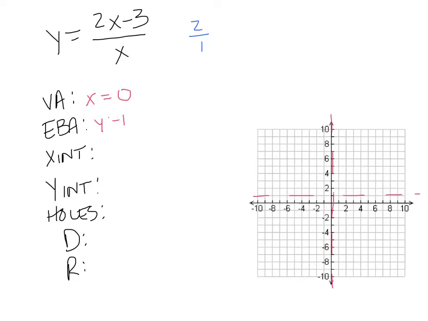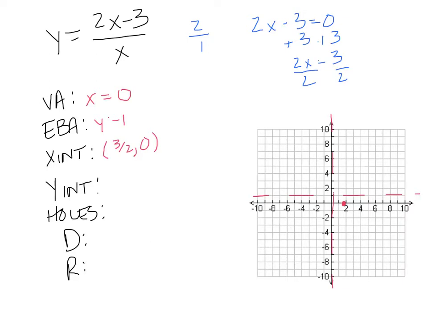The x-intercept is going to be what makes the numerator equal to 0. So what's going to make 2x minus 3 equal to 0? It's not just going to be 3. We have to actually solve this. So our x-intercept is going to be at 3 halves. That's about 1.5. I'm going to go ahead and graph that.